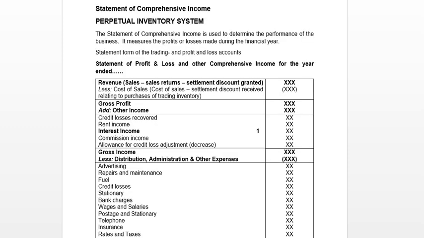Okay, let's start with our statement of profit and loss and other comprehensive income for the year. This statement is used to determine the performance of the business, and it just measures the profits or losses made during a financial year. So in essence, it's just a statement form of your trading and profit and loss account.